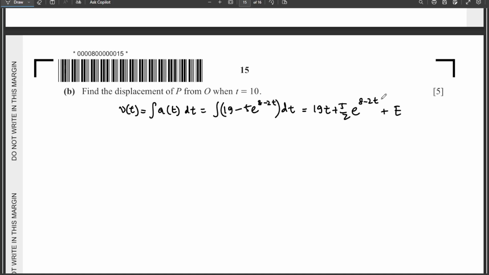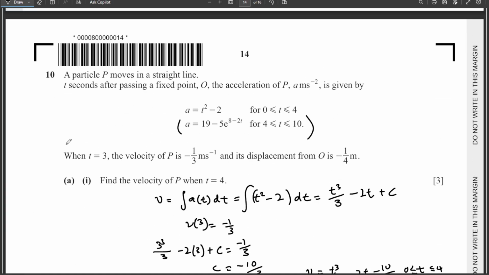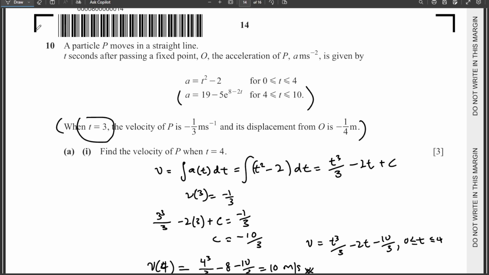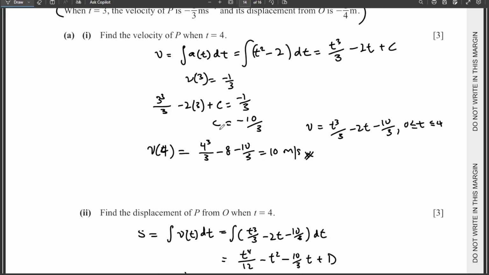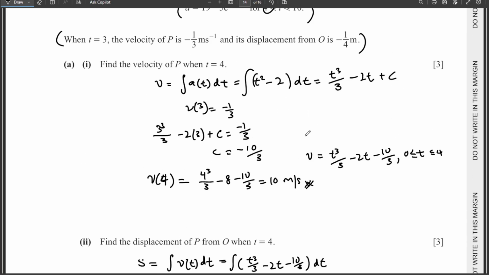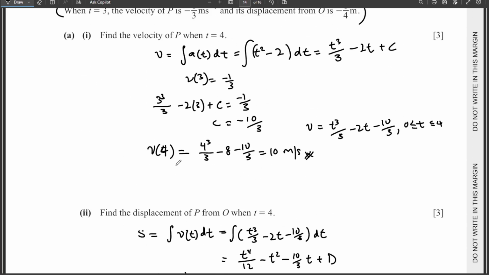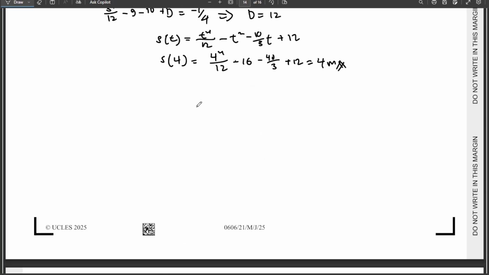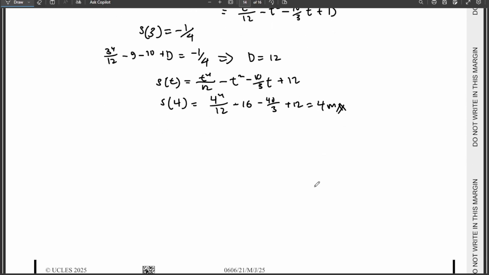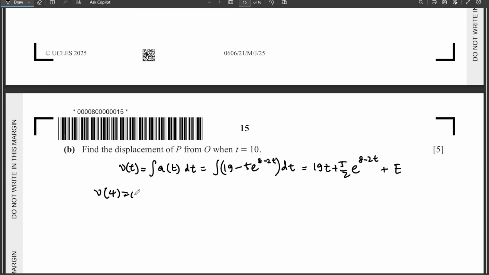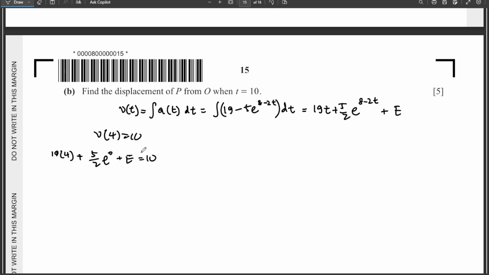How do we solve for this arbitrary constant? We cannot use the same initial conditions given by the question, because it does not suit the domain of the equation. We need to find where t equals 4, and we already found it with our solutions for part A. So in part A, when t equals 4, we know that v equals 10, and when t equals 4, we know that displacement is 4. We know these two pieces of information, so since v at 4 is 10, we can solve for this constant. We get negative 68.5, and our final velocity equation will be this.